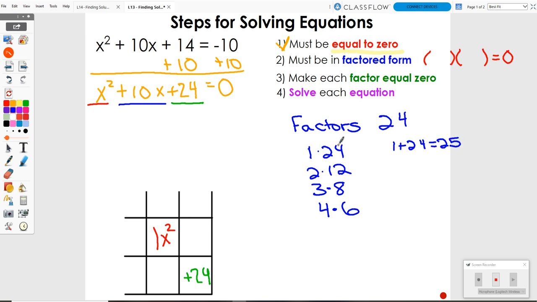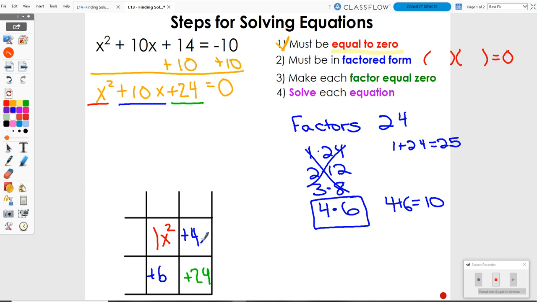So what you need to do is look at your factors and find the pair that when you add them together equals 10. And that's going to be 4 and 6. So those are the factors we're looking at. We don't care about the rest of them, just the 4 and the 6 in this case. I'm going to take one of those factors and put it in this box, and I'm going to take one of those factors and put it down here. Now remember, we want it to add up to 10x.